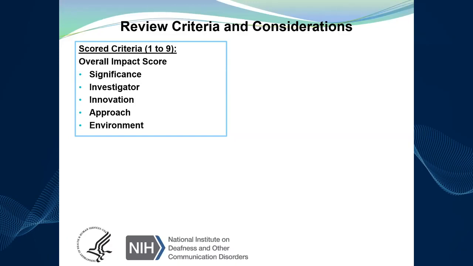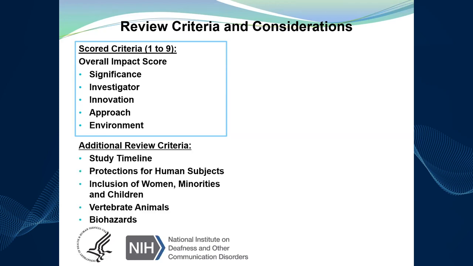And so for R01s or the ECR R21, there are review criteria. And so here, they're listed here for the scored review criteria. And so the reviewers are going to provide a written evaluation for each of these criteria, as well as provide a numerical score from 1 to 9, with 1 being the best score.